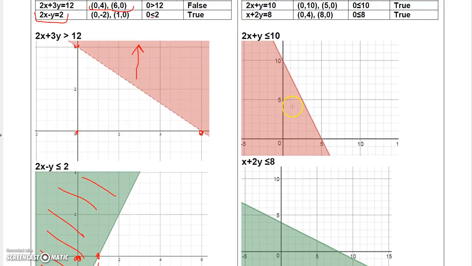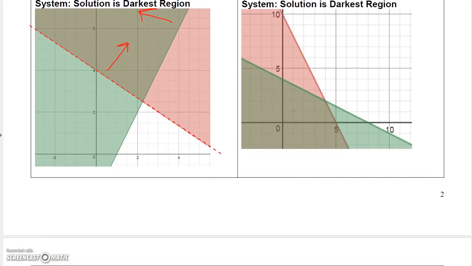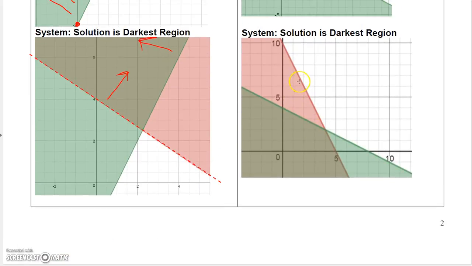Well, if you put those two on the same graph, it'll look kind of like this. So I had everything below this line shaded, and I had everything below this line shaded. So you see this dark green area, that represents the entire region.